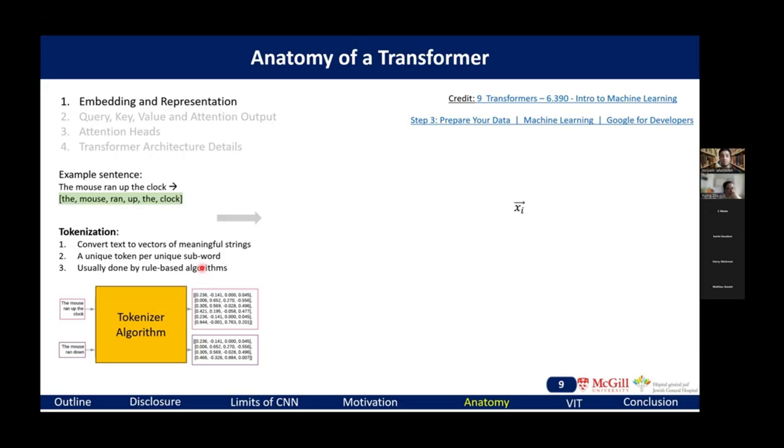So the first thing that you need to do when dealing with a sequence of words is you need to break that sequence up into single words or n-grams basically, right? And then you need to map these words into a numerical value, a vector value. So this process is called tokenization. It converts text to vectors of meaningful strings. A unique token is given to every subword, and this is usually done with a rule-based algorithm. So basically, it takes a sentence, divides it up into tiny bits, and then gives a unique vector to each word, right? So this is the problem of tokenization.